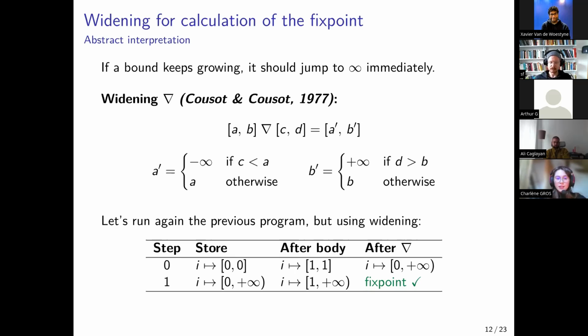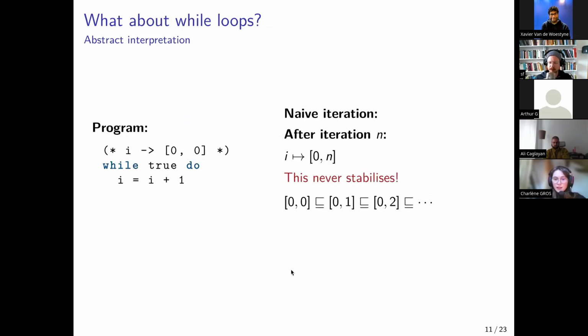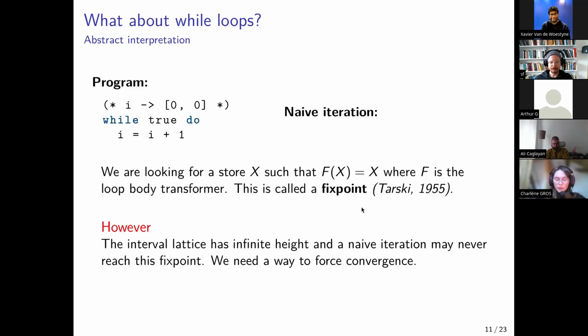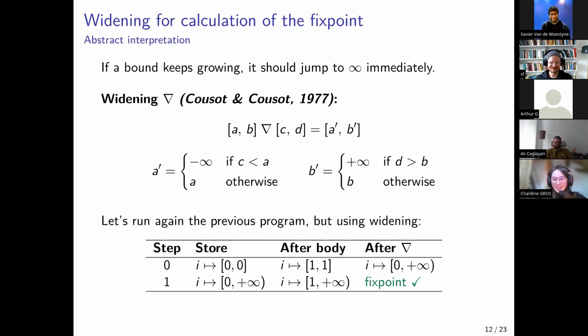And as 0 to plus infinity is included in, yes, 1 to plus infinity is included in 0 to plus infinity. We have reached the fixed point because it satisfies the fixed point calculus. So we can use the widened interval at the end of the while loop. Okay. So widening guarantees the termination at the cost of some precision, but we will talk about this at the end.